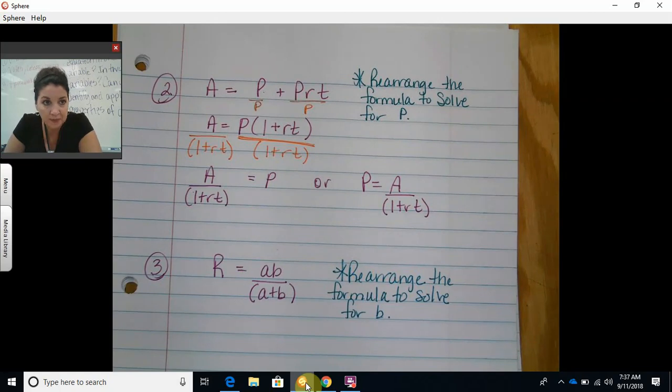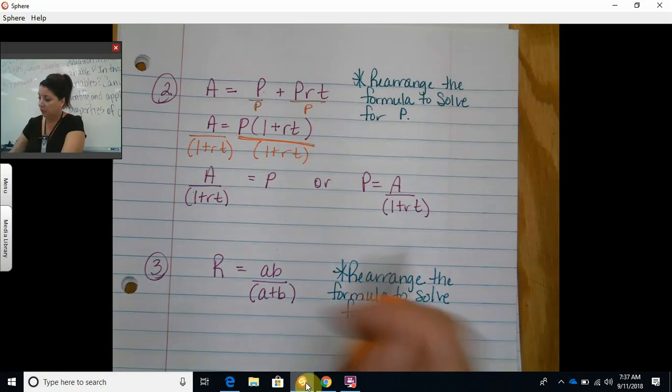Okay, now this one is a little bit tricky. Let's go ahead and clear the fraction. Let's do that first. So what would I need to multiply every term by if I wanted to clear that fraction? A plus B.